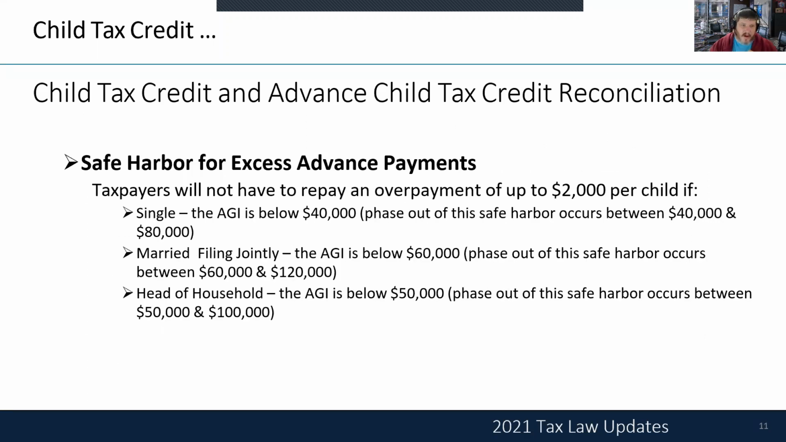So we talked about this safe harbor, or I mentioned earlier that not everybody who got advanced child tax credit payments is going to have to pay everything back. And here's the safe harbor for excess payments. Taxpayers will not have to repay an overpayment of up to $2,000 per child if they are single and their AGI is below $40,000. The phase out is completely gone at $80,000, which means between $40,000 and $80,000 they have to pay a percentage of it back, but not all of it. Married filing joint, it's below $60,000 and the cap out is $120,000. And then head of household, it's $50,000 with the cap out of $100,000. Okay.